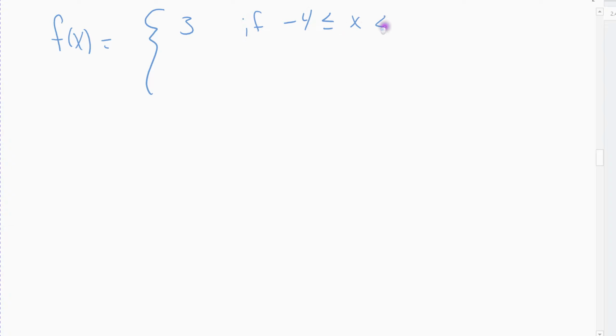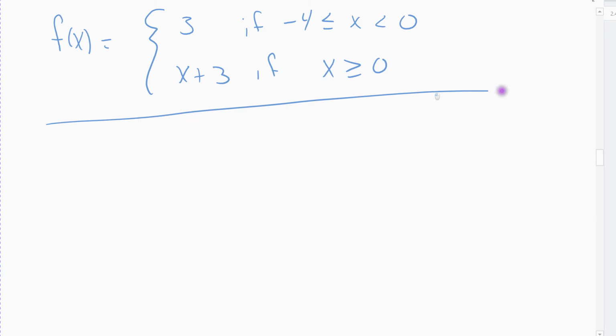3 if I'm between negative 4 and 0, x plus 3 if I'm greater than or equal to 0. Alright, so there's two pieces. The first piece of the function is a constant function, f of x equals the constant 3, if my x values land between negative 4 and 0, not including 0. Then I'm a part of the line x plus 3, but only if my x values are 0 or positive, right? So this one's going to go off to infinity, 0 or more.